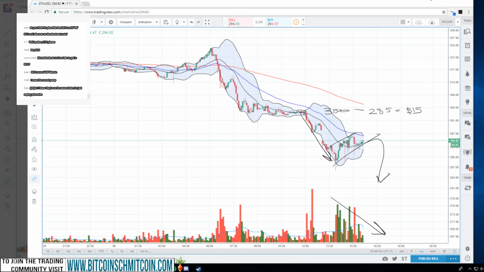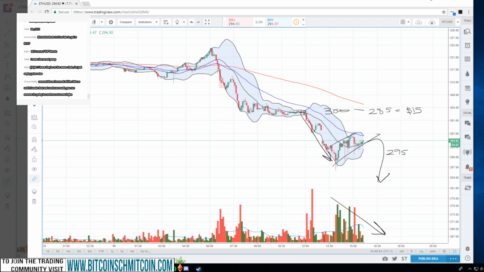So in this case, it would be 295 minus 15, which equals 270. No, 280. Unless this consolidates longer, then this whole thing could be the pull, which makes even the strongest Ether holders quiver in fear.